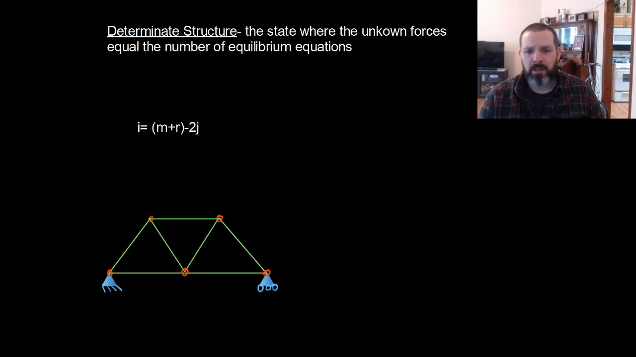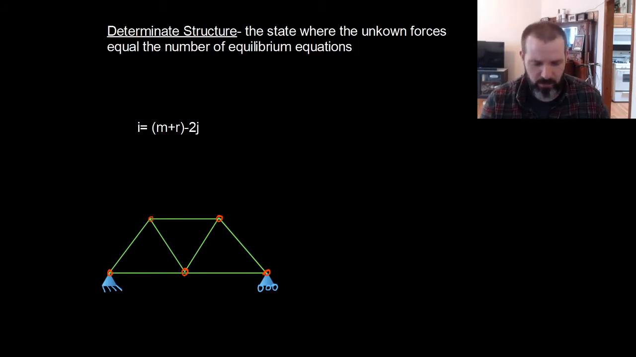Now, a truss is a structure, and here in statics, our only tools are our equations of equilibrium and section cuts. So that only gives us the ability to analyze determinate structures. And a determinate structure is the state where the unknown forces equal the number of equilibrium equations. Now, in order to do this, I've created a simple rule of thumb equation. It's not perfect, which we'll get to in a second, but it will get you pretty far.